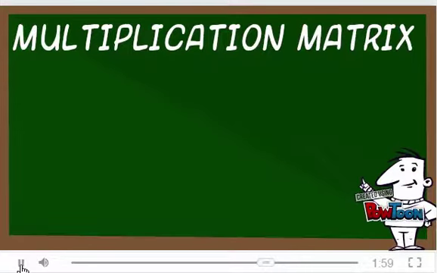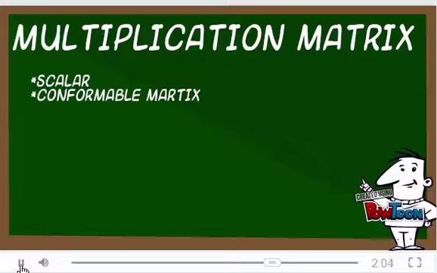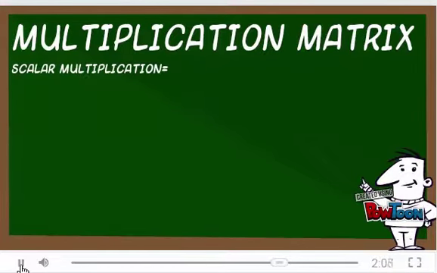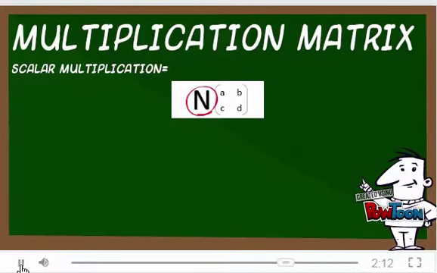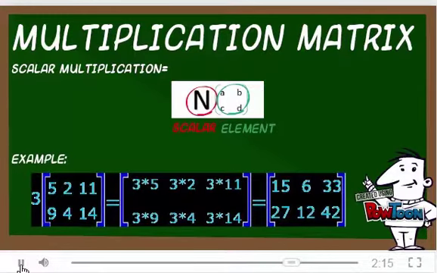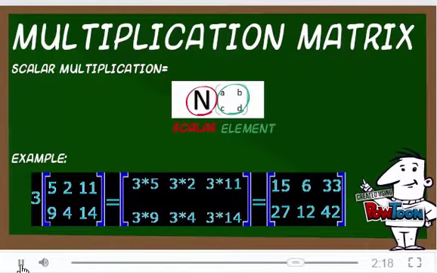Now, multiplication of matrices. Multiplication is divided into two types: multiplication with a scalar and with a conformable matrix. In scalar multiplication, it is almost the same as basic multiplication. N represents the scalar and A, B, C, D are the elements. Simply multiply the scalar with each of the elements to get the answer.